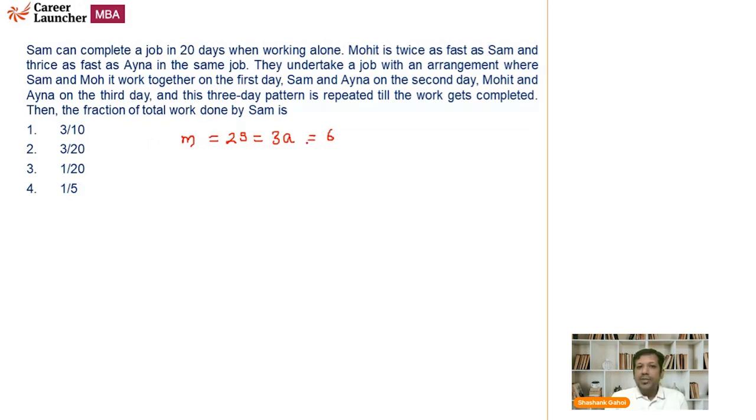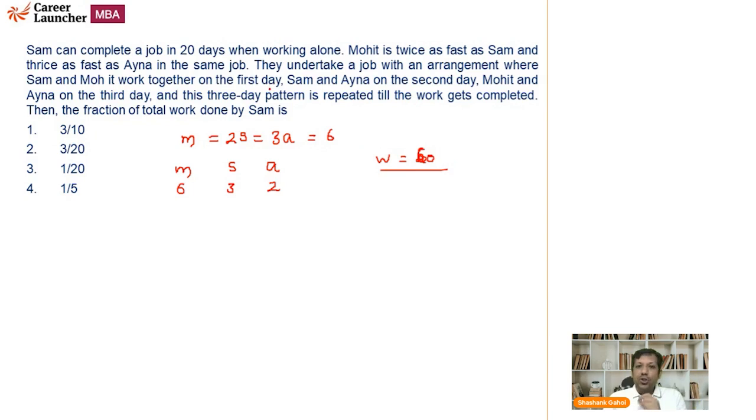So I have taken LCM of 1, 2, 3, and that becomes 6. Okay. So I can say that efficiency of Mohit is 6, efficiency of Sam is 3, and efficiency of Aina is 2. Now, Sam can complete a job in 20 days, right? So if Sam can complete a job in 20 days and efficiency of Sam is 3, so I can say that total work is going to be 20 into 3, that is 60. And this is what we have so far.